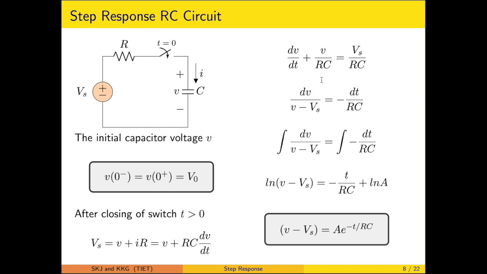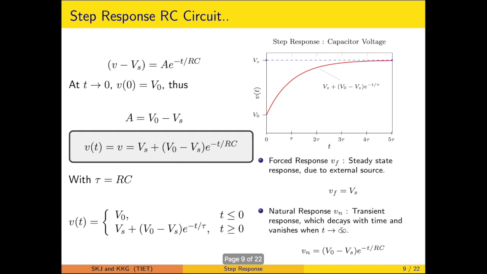This differential equation's terms are rearranged into the following form. The voltage terms appear on the left-hand side, and the time term appears on the right-hand side. This is integrated, giving rise to the general form V minus Vs is equal to A e to the power minus t upon RC. This coefficient of integration A will be evaluated by the initial conditions.